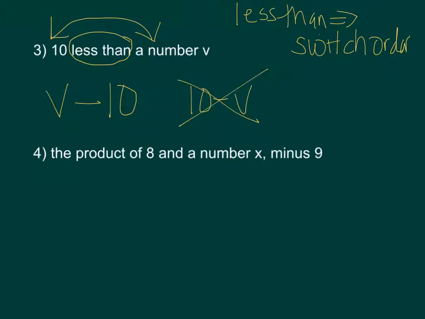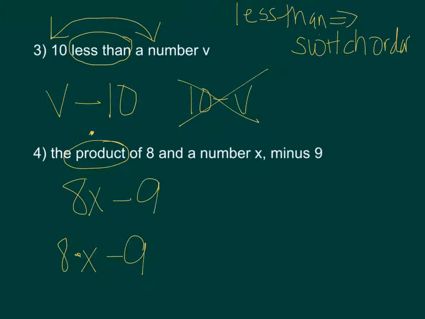Okay. All right. Number 4, the product of 8 and a number x. So you got to know what product means. Product means to multiply. Okay. So the product of 8 and a number x, okay, you can also do 8 and then a dot x, either one's fine, okay, minus 9. Okay. And either one of those would be acceptable.